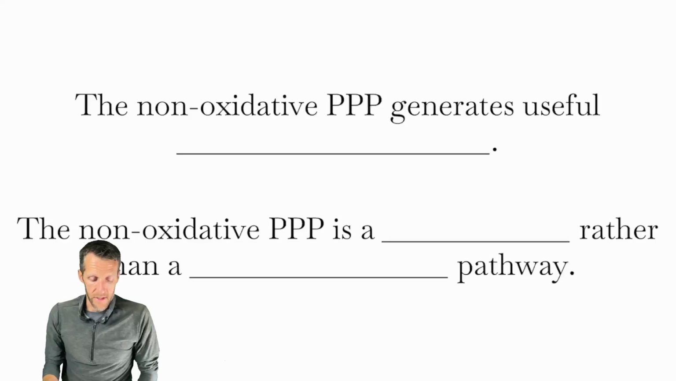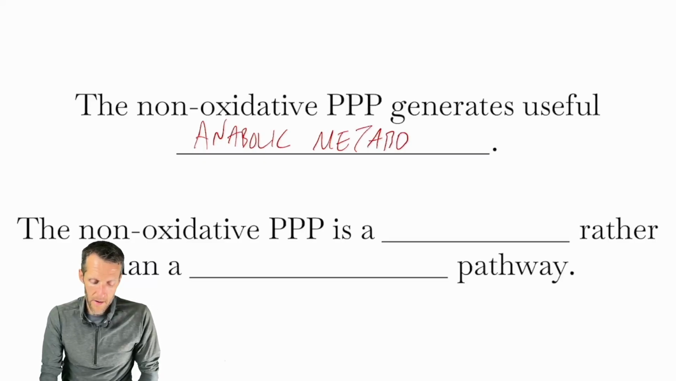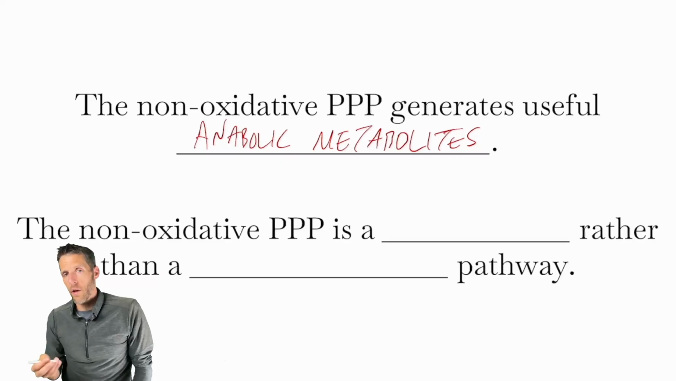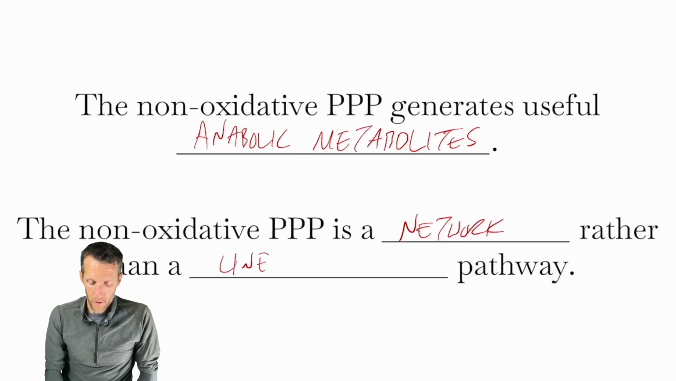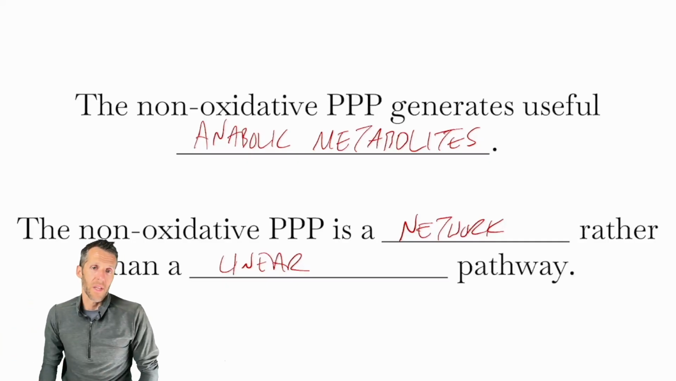Just to summarize what I said there in written form, non-oxidative PPP generates useful anabolic metabolites, so anabolic, building new things, metabolites. And the other thing you might have noticed is that the non-oxidative PPP is a network rather than a linear pathway. So unlike, say, glycolysis, where we can say A goes to B, goes to C, goes to D, this is a network of metabolites that get passed around.